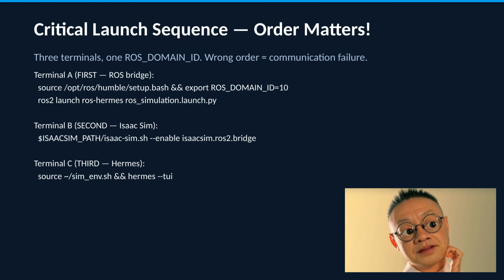Launch sequence is critical. If you get the order wrong, communication fails. You need 3 independent terminals sharing a unified ROS domain ID. Terminal A launches first, loading ROS2 Humble and the bridge nodes. Terminal B launches second, starting Isaac Sim with the ROS2 bridge extension. Terminal C launches third, starting Hermes agent. Always follow this exact order.